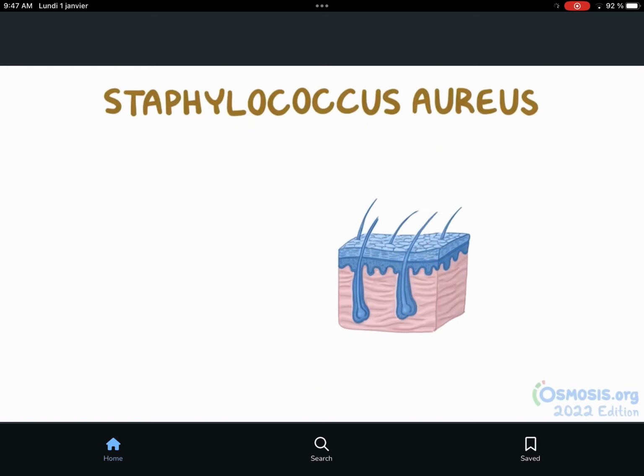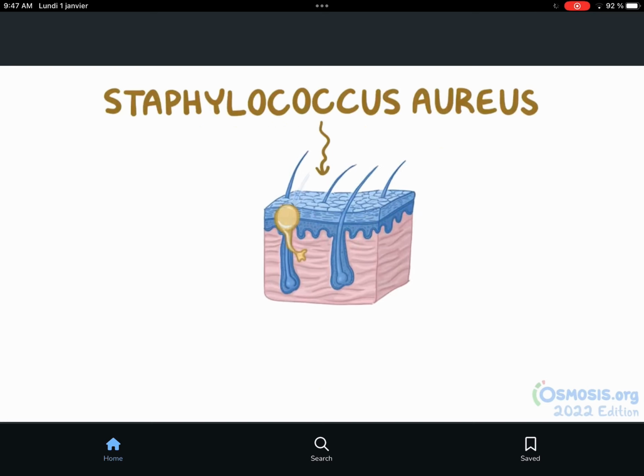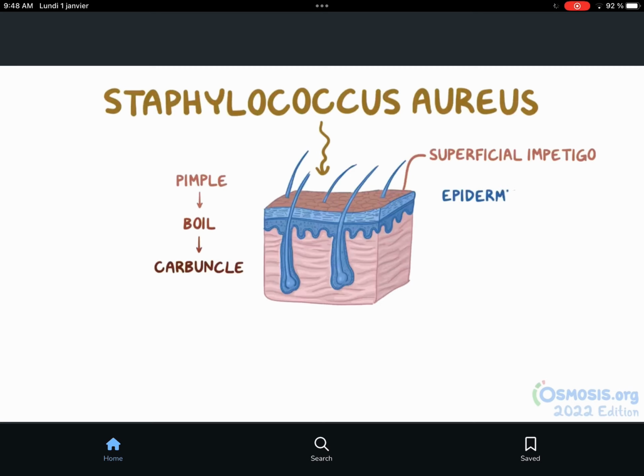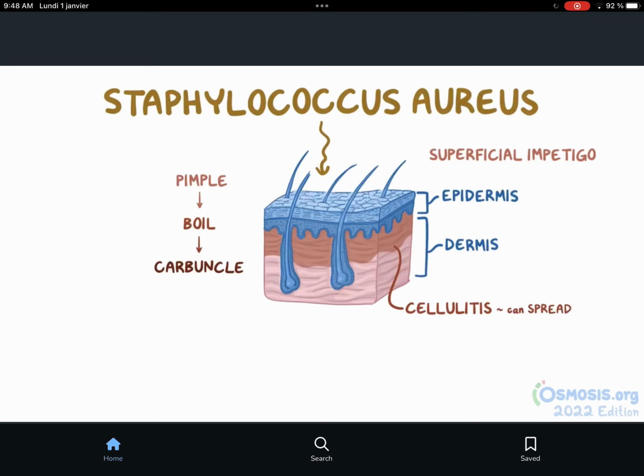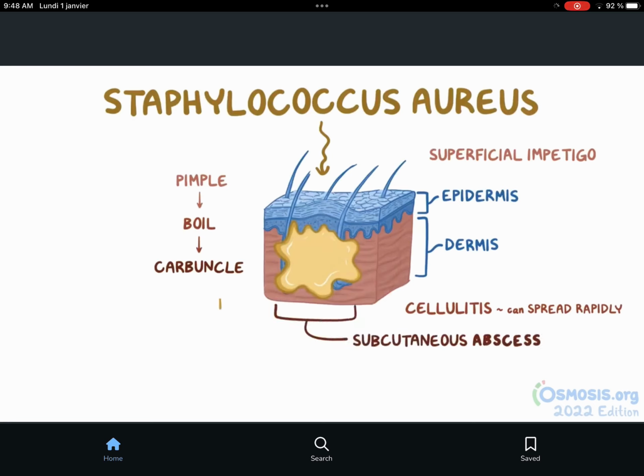When Staph aureus invades into the skin, it can lead to localized skin infections, like a pimple, which can evolve into a furuncle, or a boil. A bunch of furuncles clustered together make a carbuncle. There can also be diffuse skin infections, like superficial impetigo, which is an infection of the epidermis, or deeper-reaching cellulitis, which is an infection of the dermis and can spread over larger surfaces rapidly. If the infection goes deeper, it can develop into a subcutaneous abscess, which is a collection of pus that's walled off and sometimes develops thin walls within it, called septations.